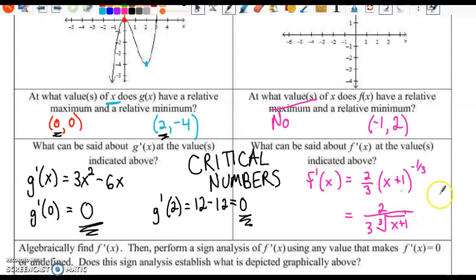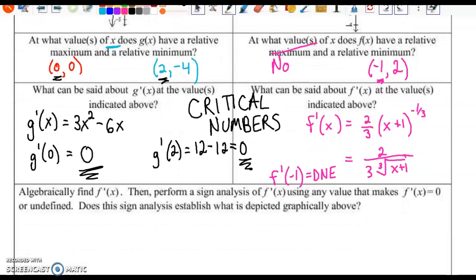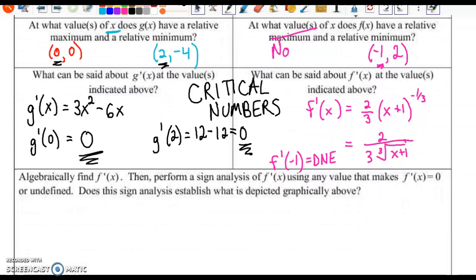And if you were to plug in the x value, which is -1, let me just squeeze it right here. Well, this time we get a value of does not exist or undefined. So what they want you to do for f here is to perform a sign analysis for f. I guess I could have done it for g as well.